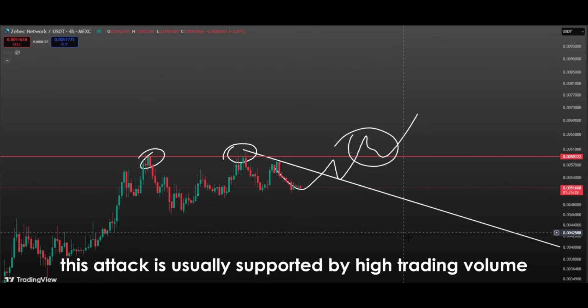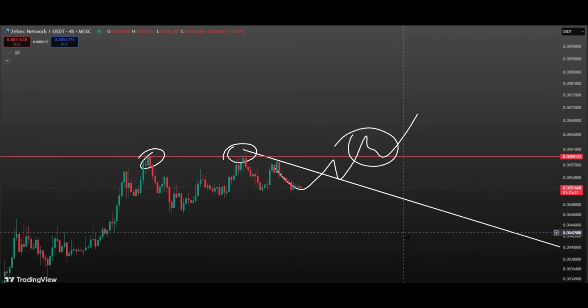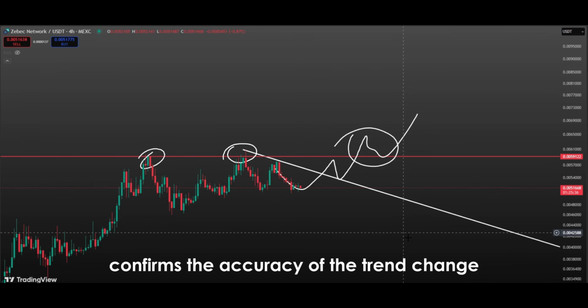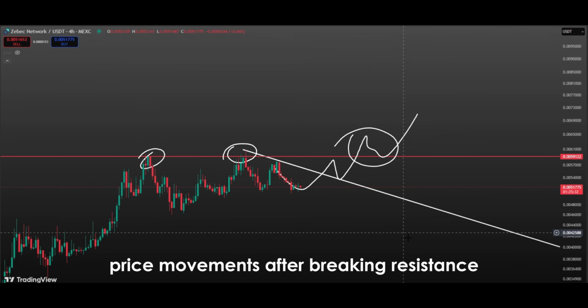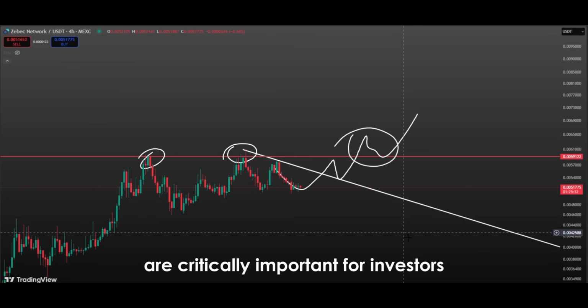This attack is usually supported by high trading volume. An increase in volume confirms the accuracy of the trend change. Thus, the price rise accelerates, and previously difficult to overcome resistance levels are passed one after another. Price movements after breaking resistance are critically important for investors.